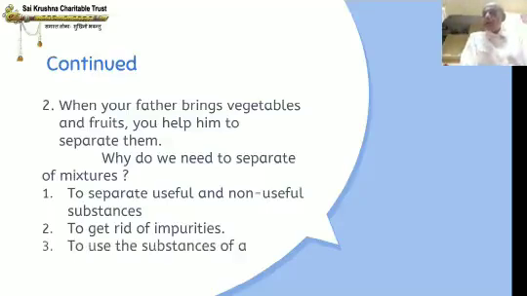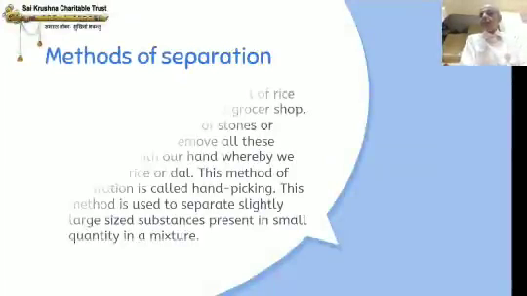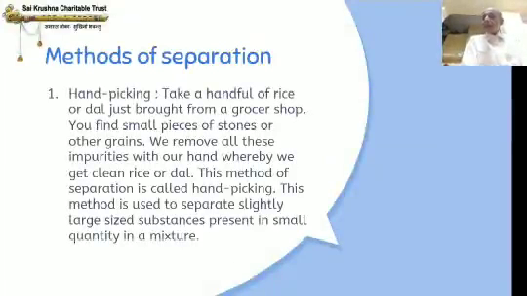Then, to use the substances of a mixture separately. So we need to use the substances contained in a mixture separately. So these are some of the reasons why we need to separate the substances in a mixture. Okay. Now, next, methods of separation of mixtures. So there are different methods of separating the substances in a mixture.